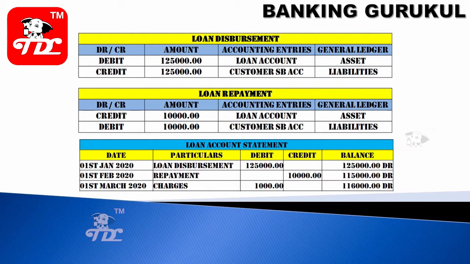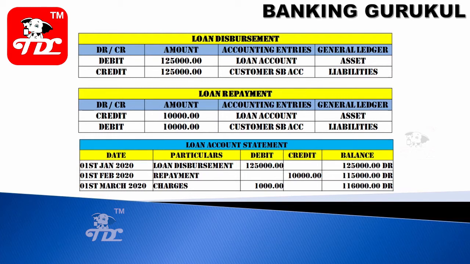For my first repayment, 1,25,000 is there. I am repaying 10,000 rupees. Normally when you credit an account, the balance should be increased, but it is a loan and it is an asset. When you credit the loan account, the balance is decreasing. You can see 1,15,000.